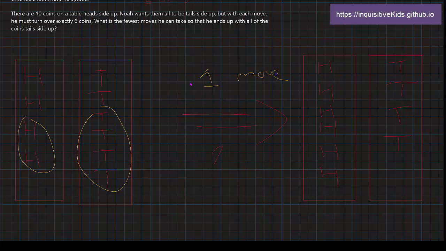So let's count the total number of moves. So there's first all heads, then one move is this. That's already 1. And then this turned to this form is another move. While to flip this to finally be all 10 coins that's tails would just take one more move. Okay, so added together that's 3. So our answer is 3 moves.